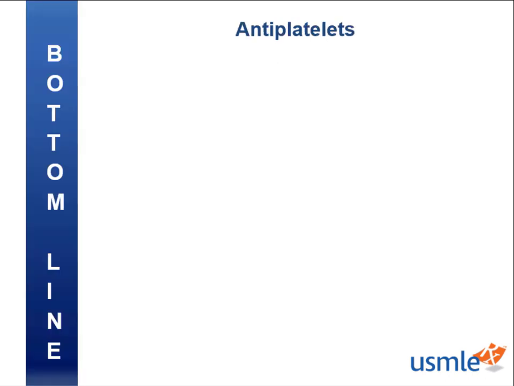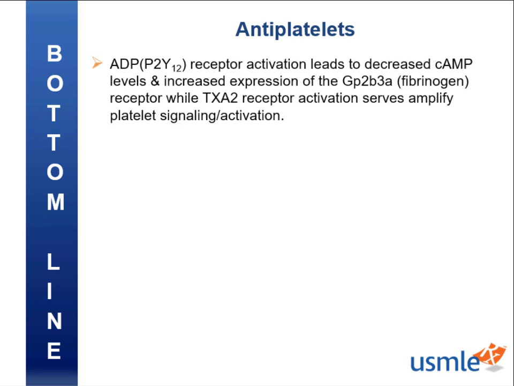Thank you for sticking with me throughout this lecture. We covered a lot of material, so let me provide a few key takeaways for each main set of drugs for you to know on test day. First, ADP P2Y12 receptor activation leads to decreased cAMP levels and increased expression of the GP2B3A fibrinogen receptor. Meanwhile, thromboxane A2 receptor activation serves to amplify platelet signaling and activation.